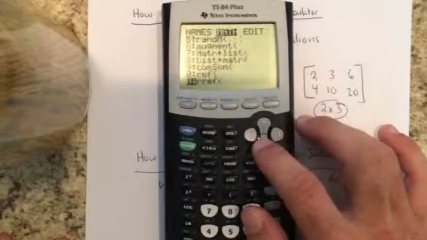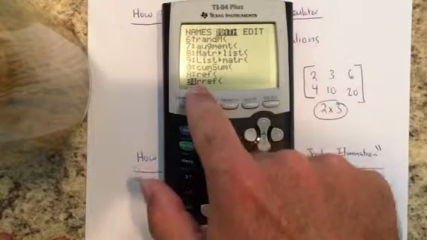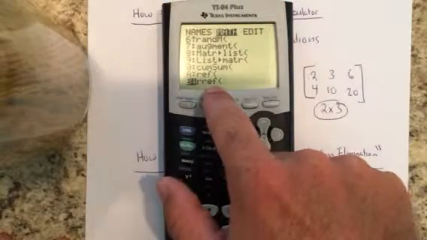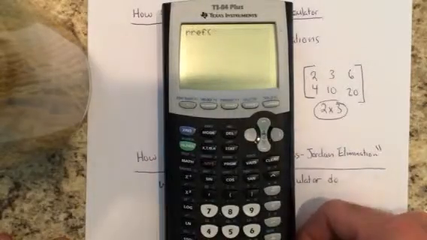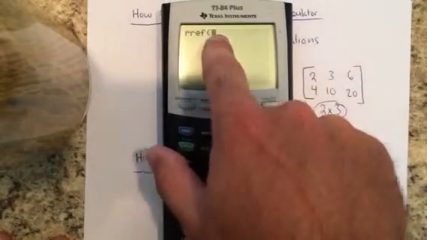So second matrix, go over to math, and then the technique that we're going to use is actually called reduced row echelon form. The calculator abbreviates that RREF. So go down to RREF, press enter. Now we have to tell it what to take RREF of.